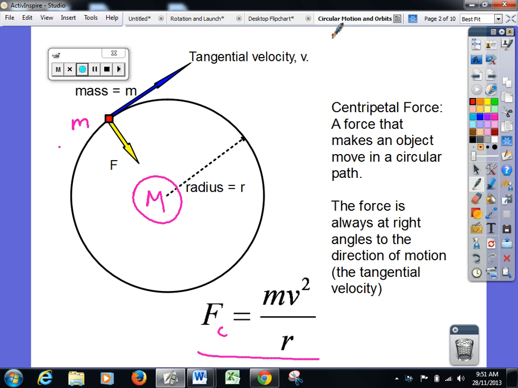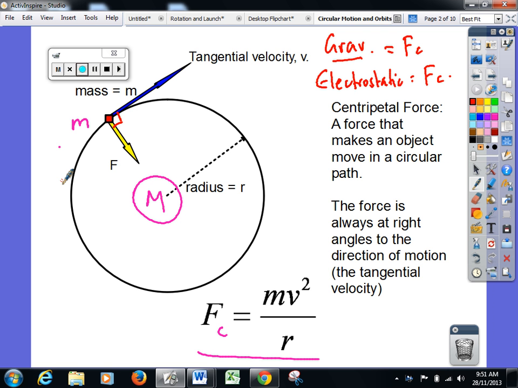We can have gravitational force. So gravitation is a force that makes things go in circles. In this case, the gravitational force would equal the centripetal force. We can have the electrostatic force, that's the force between an electron and the positively charged nucleus, and that would create the centripetal force. We can have friction forces. I could keep on writing things down. All we need is a force to be acting at right angles to the direction of motion.